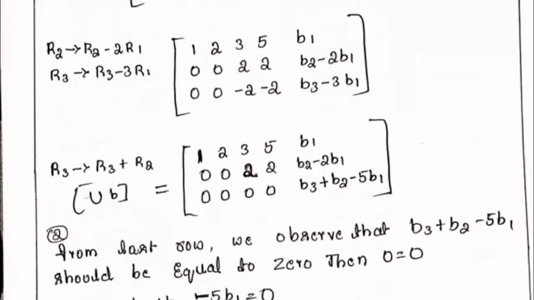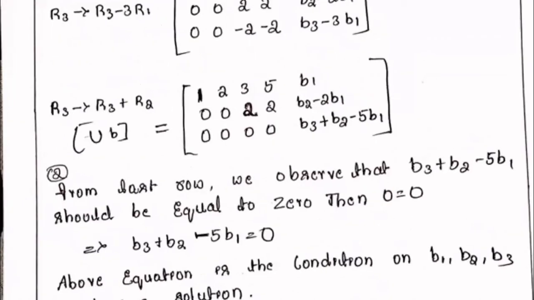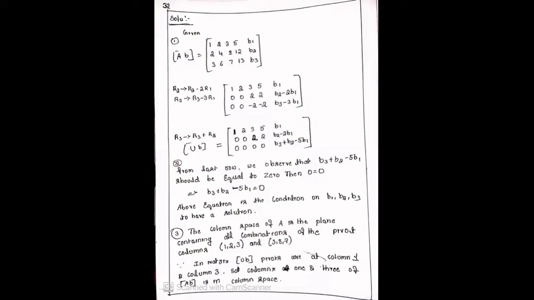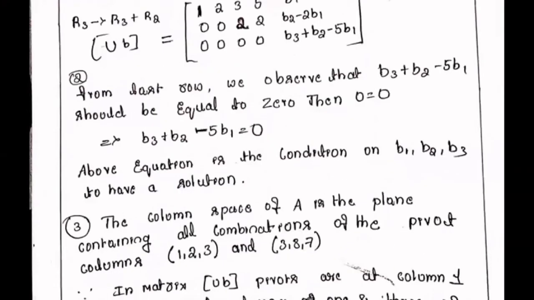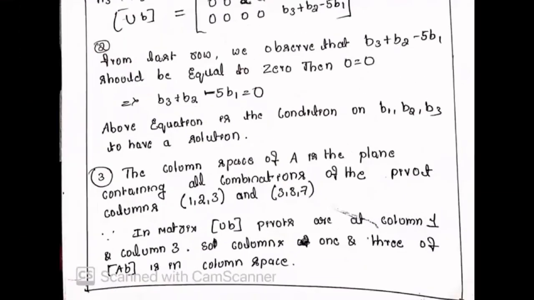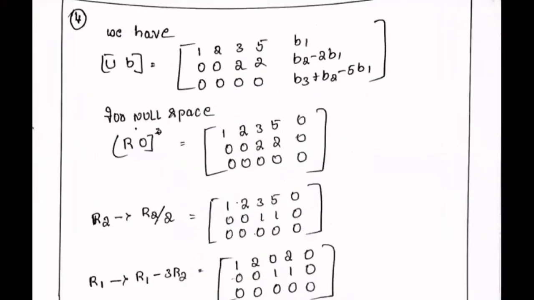So after the row reduction method, we observe how many pivots there are. Two pivots are there. The first non-zero element in the first row is 1, and the first non-zero element in the second row is 2. So from the pivots, we got the columns, right? Now, the next is they are asking for the null space.